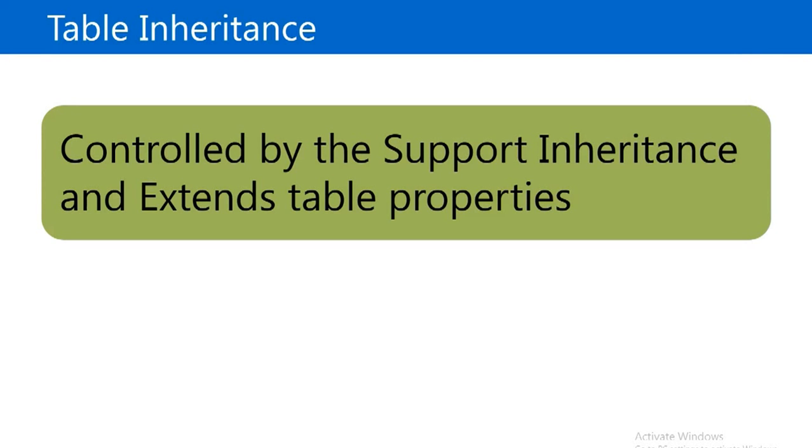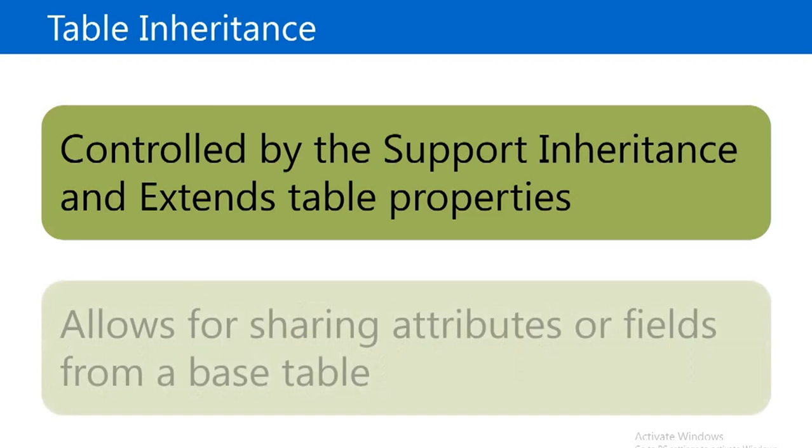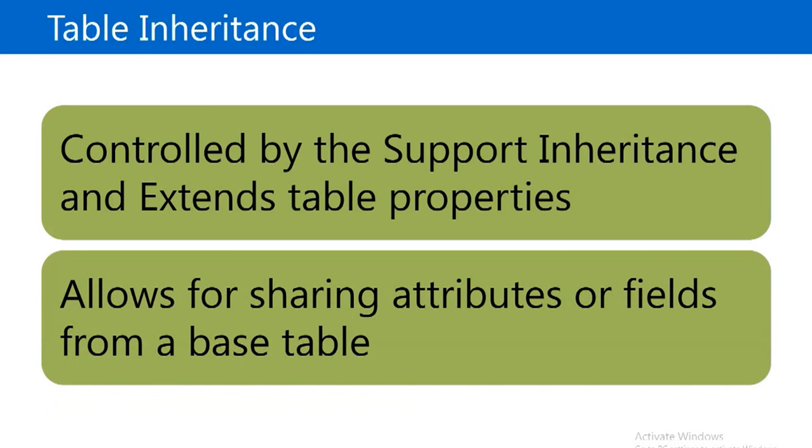We can set the support inheritance property to yes, and then use the extends property to choose which base table in the system we want to extend with the current table. In the terminology for table inheritance, we say that the derived table extends its base table. The purpose of table inheritance is to reduce work by allowing the sharing of attributes and fields from another table. Let's check out an example of how inheritance works.